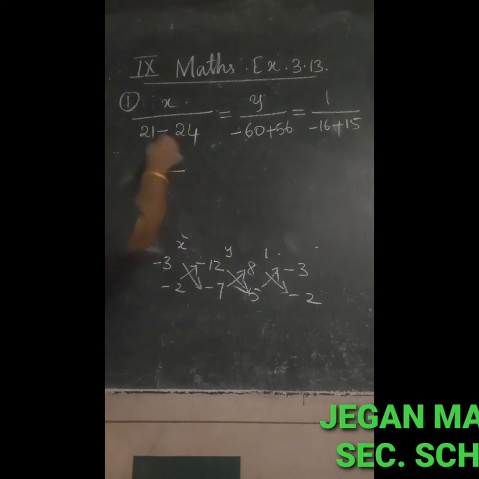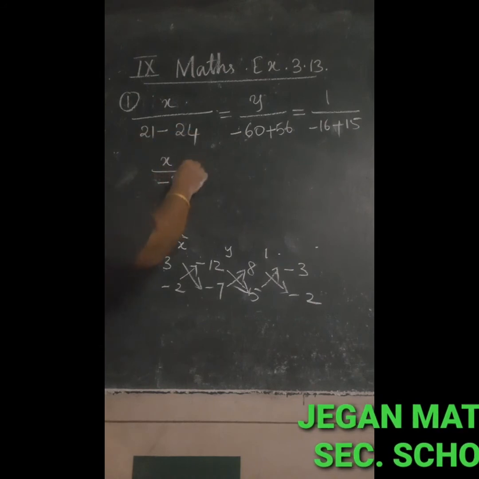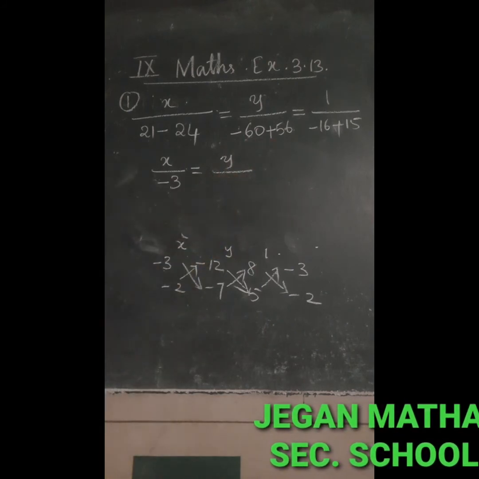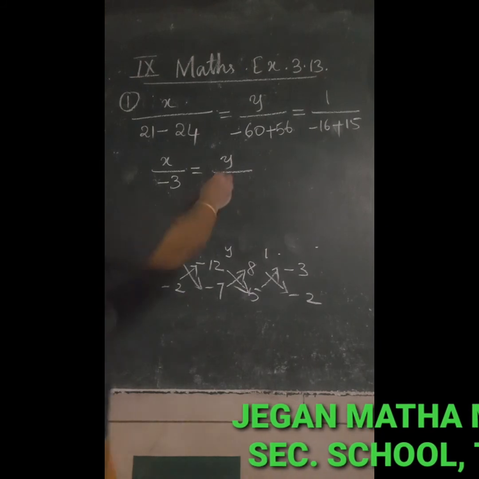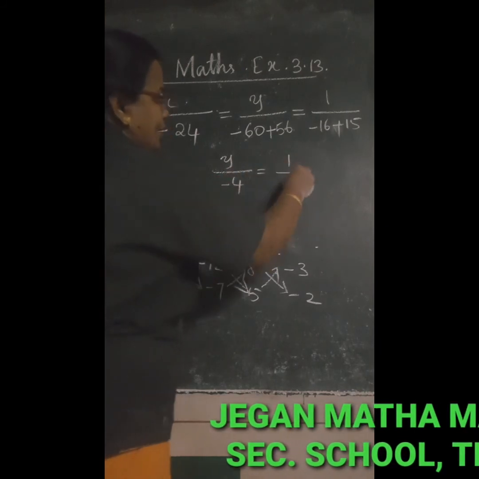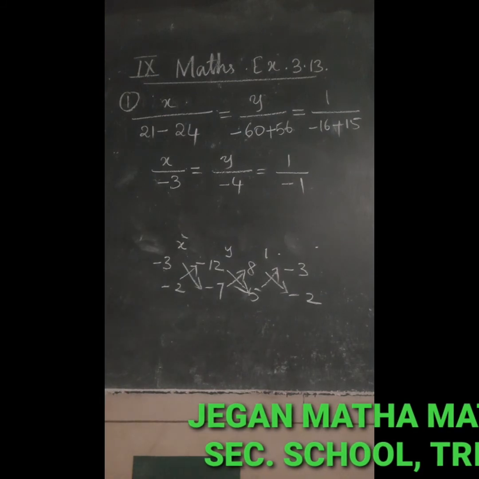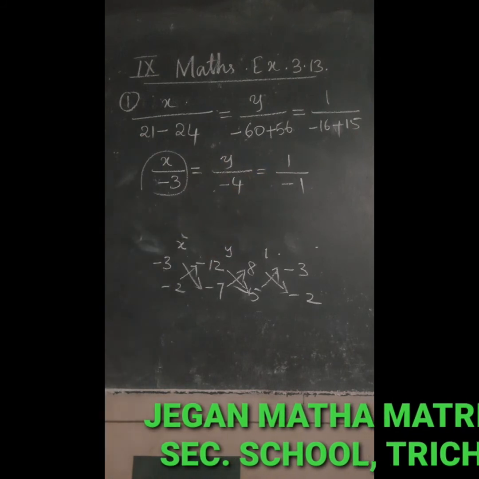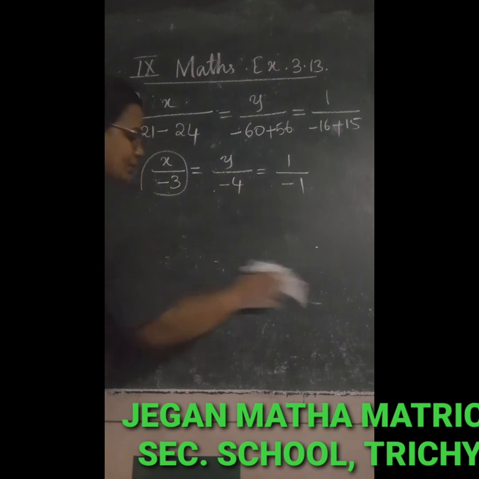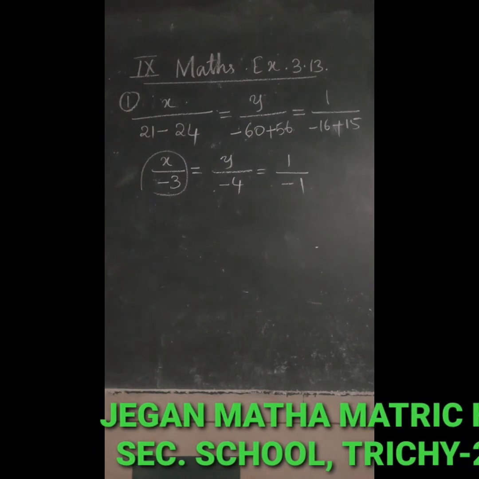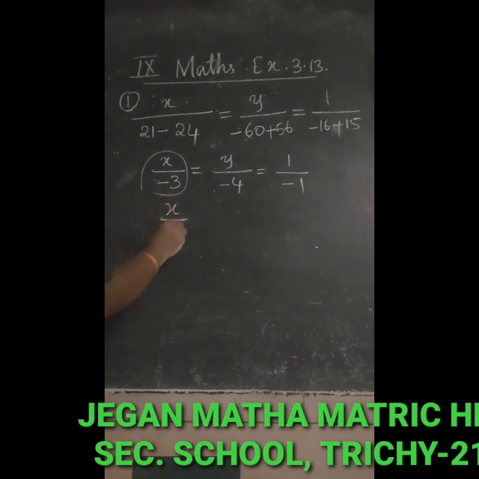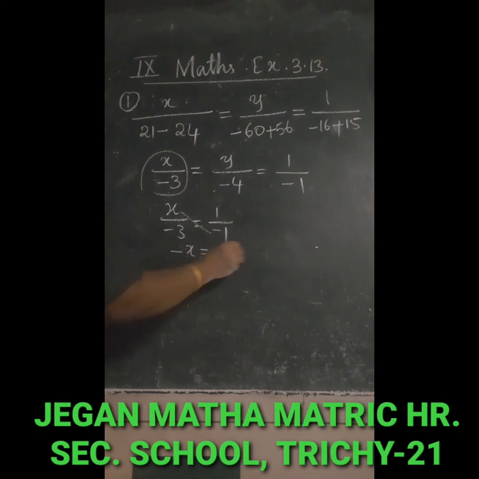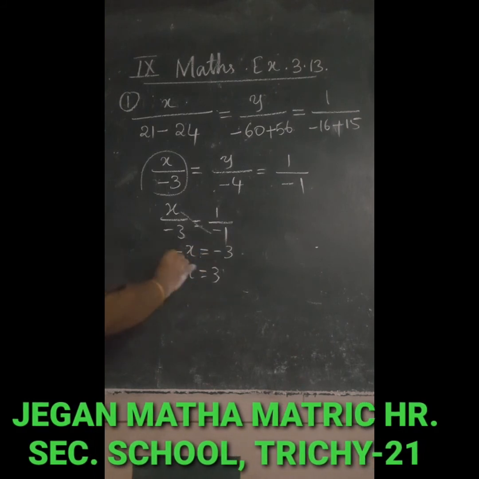So x divided by 21 minus 24, that is minus 3, is equal to y divided by minus 60 plus 56. We will get minus 4 is equal to 1 divided by minus 1. Now we have to compare the x term and the constant, and the y term and the constant. Let us see how to do this sum. Next one is x by minus 3 is equal to 1 by minus 1. Cross multiply, minus x is equal to minus 3. So x is equal to 3. So the value of x is 3.